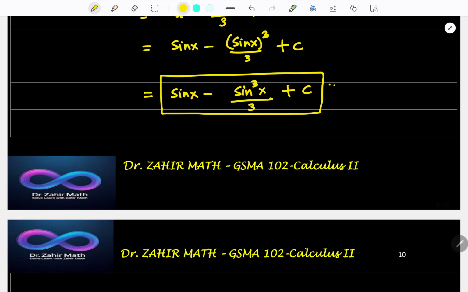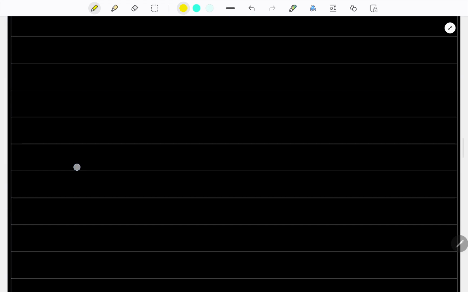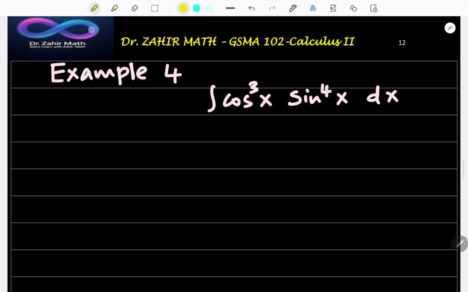Okay. So this is going to become your odd power question. The first two questions are even power. Even power means try to use the formula directly. When it is odd power, try to reduce the power, as cos²x and cos power 1 x. Okay, right. Let's go to the next question.